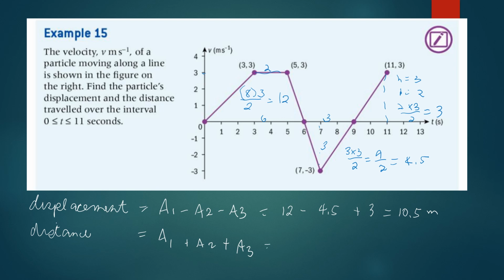And for the distance, we just add everything. So 12 plus 4.5 plus 3. So 16, 17, 18, 19.5 meters. Okay, that's how you do it when the function is not given. So you won't be getting the integral because the function is not given.